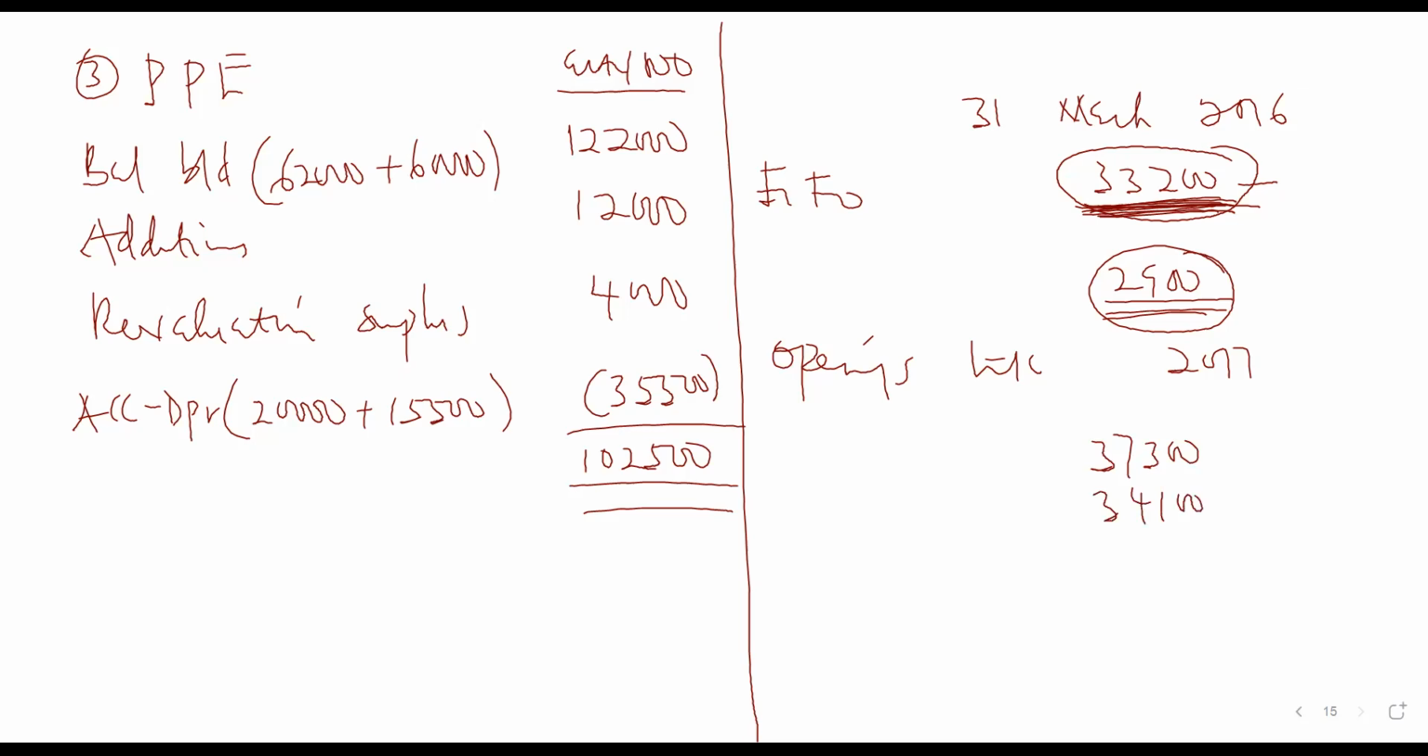It should have been 34,100, isn't it? Okay, what is the difference? 3,200. You can see that the closing stock was overstated by how much? The closing stock used for 2017 was 37,300. But if we are using weighted average, it should have been 34,100. So we have overstated our closing stock by what? 3,200.